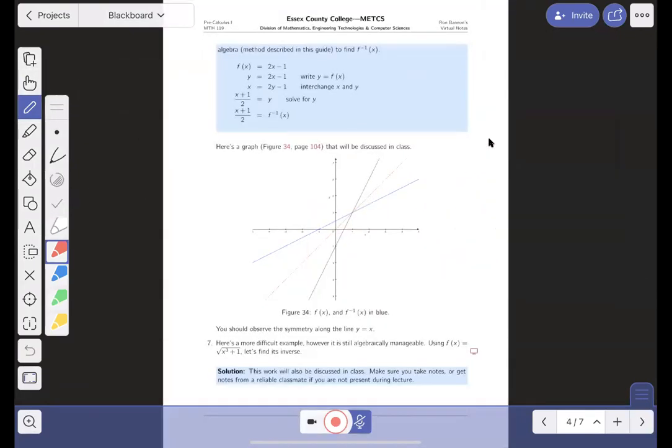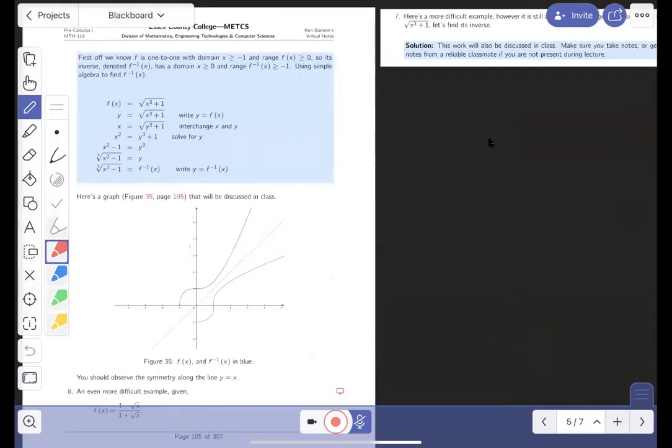Let's see, this is number 7 here. The next page, because there's probably a picture there for me, and I'll go through it. I'm going to go through number 7 now. Let me write this down for you. Number 7 is f of x.